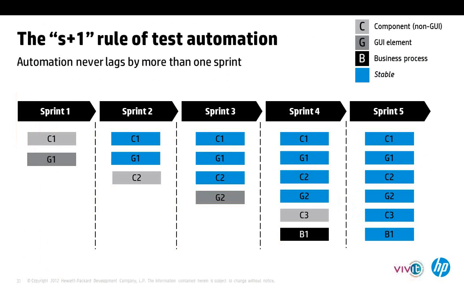In this example, you can see how a typical sprint progresses. What we are really talking about in terms of approach is the S+1 rule. What does that mean? It means that in any sprint, automation should not lag by more than 1 sprint. So if you are in sprint 2, you should be automating all the components and the GUIs that were developed in the previous sprint. We are going to go back to this picture later on when I talk about virtualization.